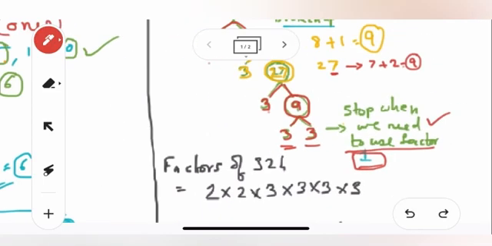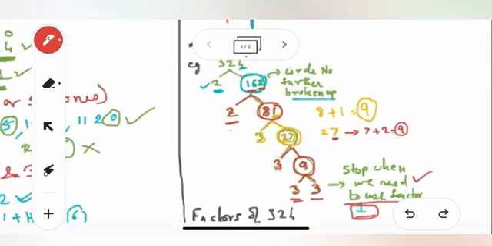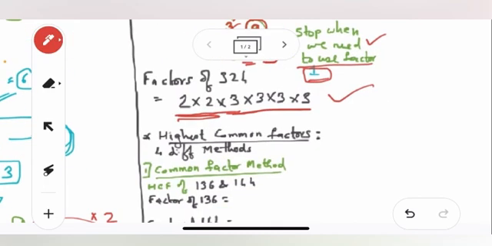So now the factor tree of 324 is how much? Whatever numbers you have not circled, only those numbers you will write. So 2, 2, 3, 3, 3, 3. So 4 times 3 is there. So I have written 4 times 3 and 2 times 2. So this way you will write all the factors of that number. So this way you will do the factor tree.